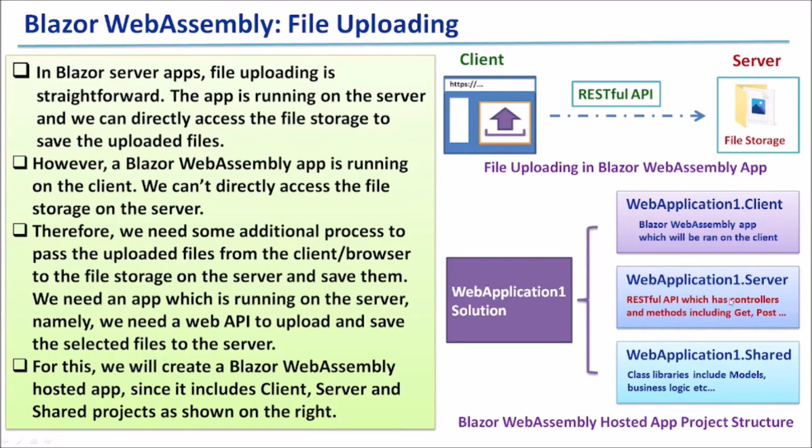Then the second project is Web Application 1 Server. Actually, this is a RESTful API which has controllers and methods including get, post, and etc. Finally, we have a project Web Application 1.Shared. This is a class library, including modules, business logic, etc. Now, let's start coding.